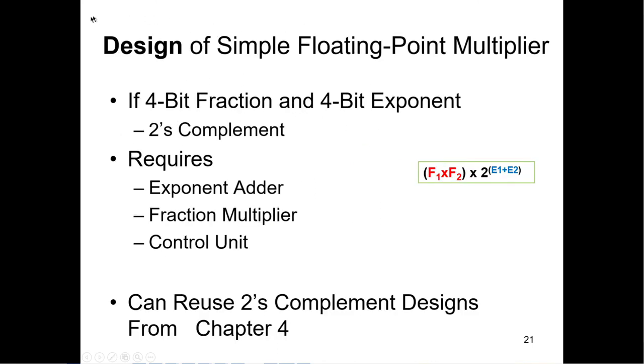Okay, so to design a simple floating point multiplier, let's say you had a 4-bit fractional portion and a 4-bit exponent instead of what we really have, which would be an 8-bit exponent and a 23-bit fractional portion. So you have to have an exponent adder and a fraction multiplier and then a control unit to make it all work. And you can definitely reuse our 2's complement designs from Chapter 4, because when we switch it out of IEEE 754 standard, one of the things we will do is put it into 2's complement form to make our math easier to do. And you remember when we looked at Chapter 4, these multipliers, you had to look at the signs of the multiplicand and the multiplier, and there were all sorts of rules that you had to use. So these are complicated devices.